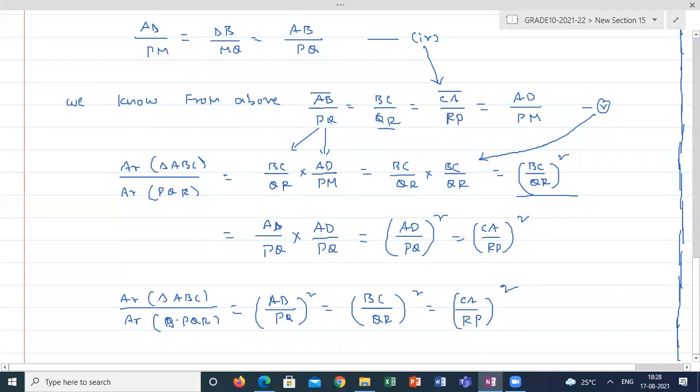Is it clear, guys? I used only two things. The previous theorem. What is the previous theorem? The concept of the previous theorem. Even I didn't use the whole theorem. I'm just using the angle similarity concept. And one more thing, I'm using the area of the triangle formula, half into base into height. It's two things only I'm using. Is it clear?